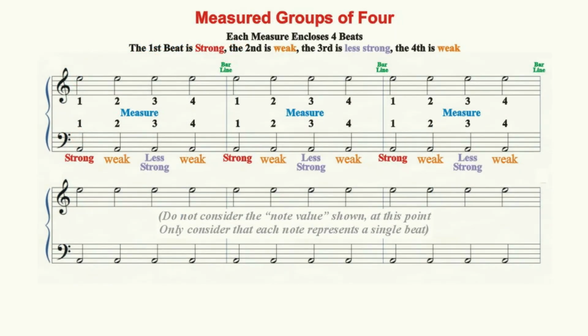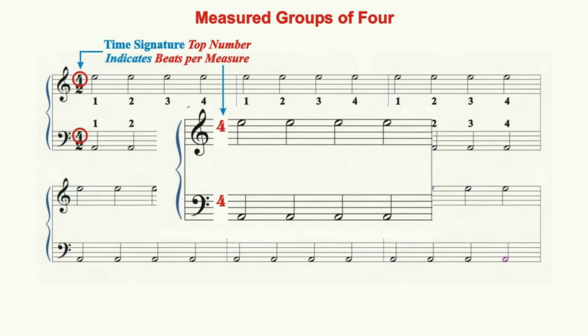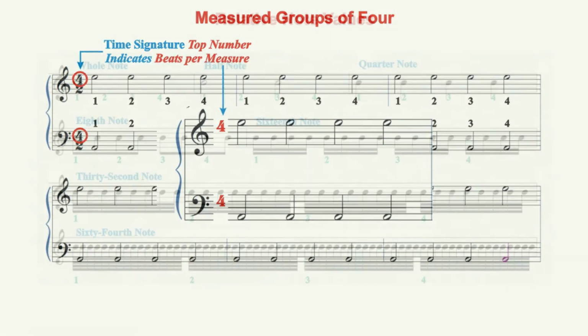Finally, we indicate the arrangements of beats as they occur in groups of 4. We recall that the first beat receives the strongest emphasis, the second is weak, the third is emphasized but less strongly than the first, and the fourth beat weak. When measures contain 4 beats each, the number 4 will appear at the top of the time signature.